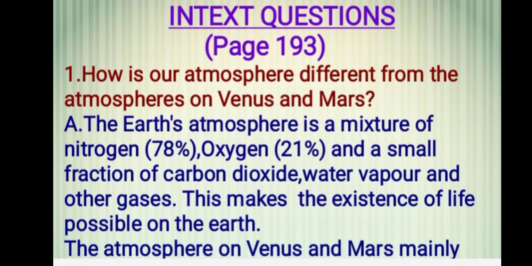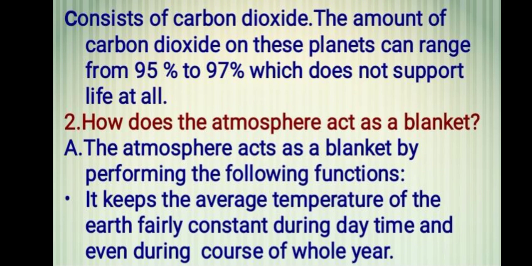How is our atmosphere different from the atmospheres on Venus and Mars? The Earth's atmosphere is a mixture of nitrogen 78%, oxygen 21%, and a small fraction of carbon dioxide, water vapor, and other gases. This makes the existence of life possible on the Earth. The atmospheres on Venus and Mars mainly consist of carbon dioxide. The amount of carbon dioxide on these planets can range from 95% to 97%, which does not support life at all.